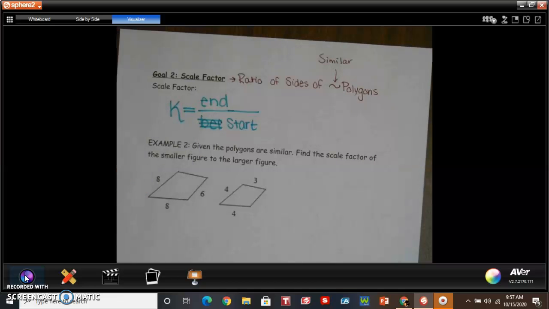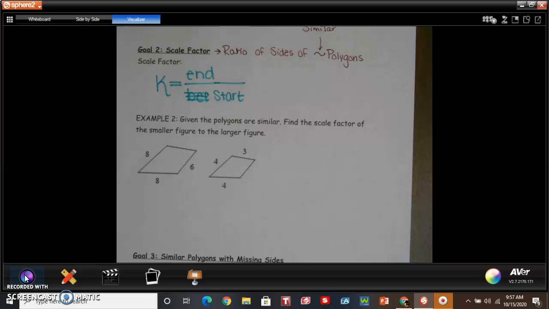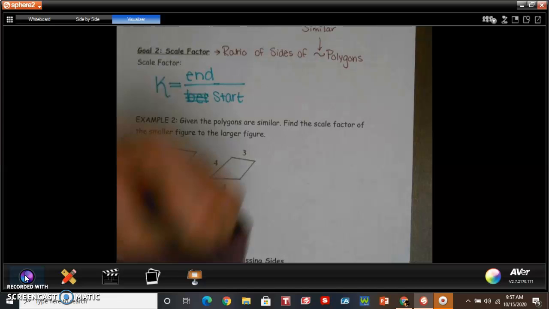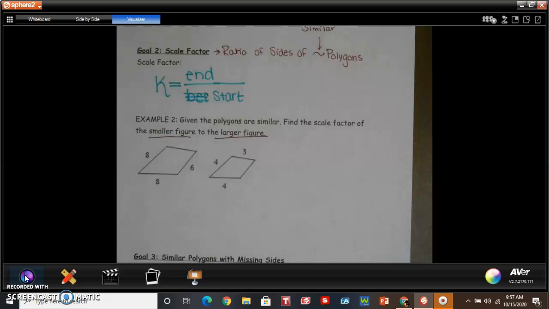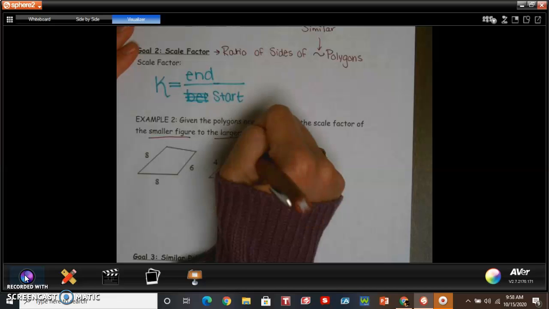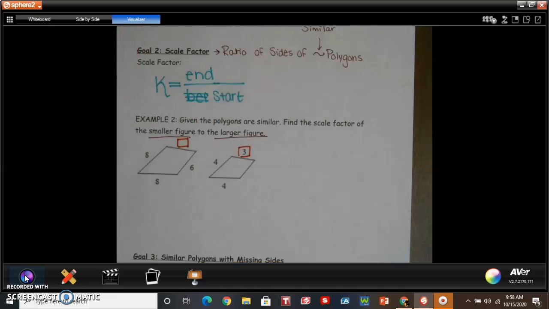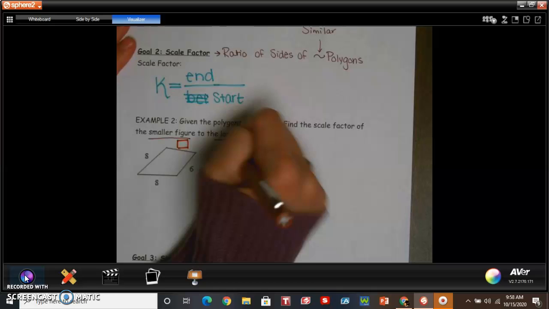Okay, here we go. Let's do an example of finding scale factor. Given the polygons are similar, find the scale factor of smaller figure to larger figure. So we're finding smaller to larger. What I like to do is first find a set of corresponding sides that we both know. For instance, we know 3 on this one, but do we know the side it corresponds with over here? No. So we can't use 3.